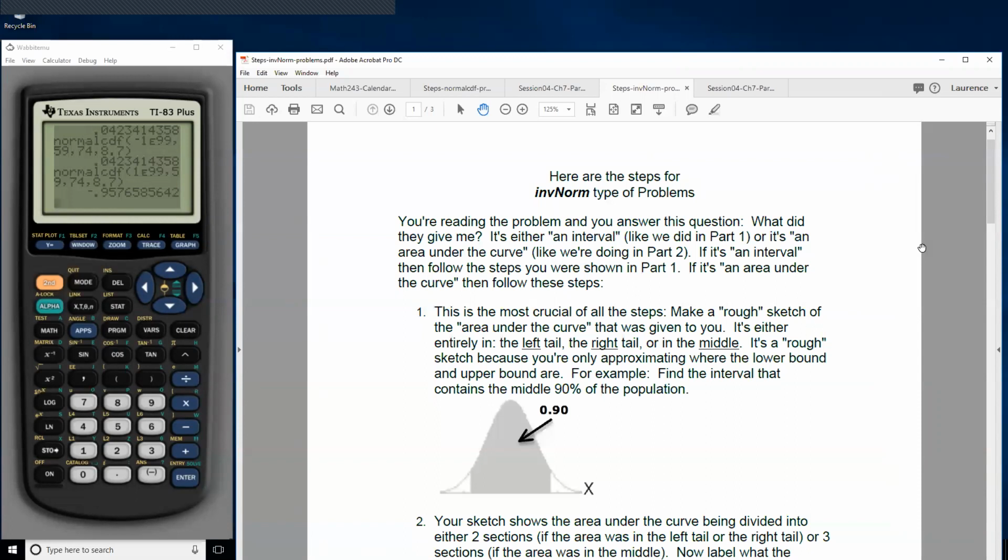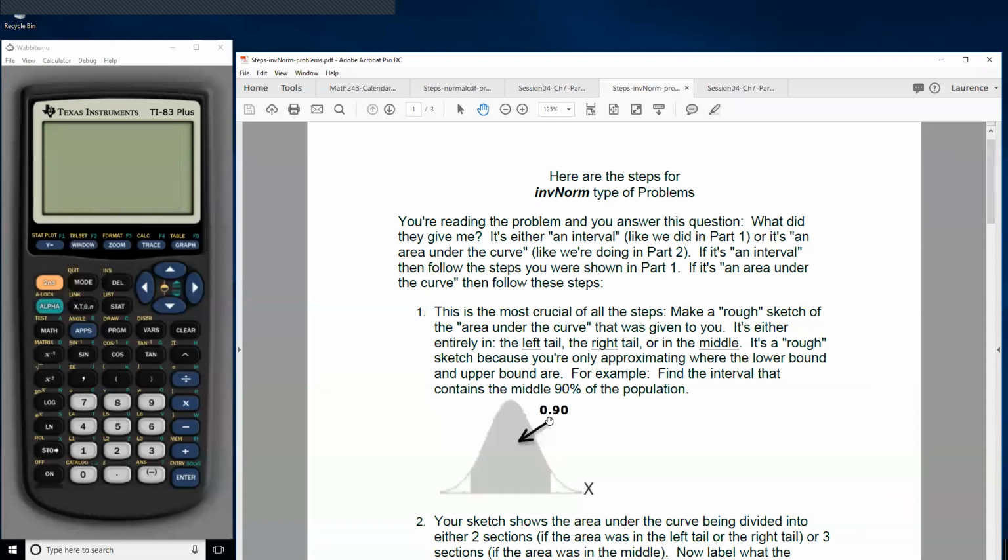Now, when you're given an area under the curve, it can be in only one of 3 ways. Maybe they'll just give you the area in the left tail. Or maybe they'll just give you the area in the right tail. Or the only other way, like you see here, they give you an area where it's perfectly centered in the middle. So they would call this the middle 90%.